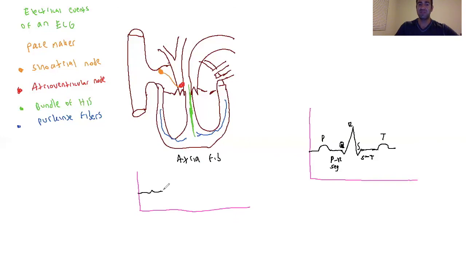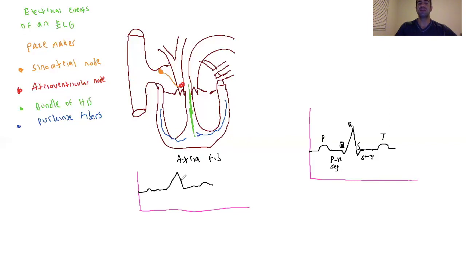So you see the P wave is rather erratic, and you're going to have a slightly different, sorry, it's going to be a little bit erratic. You're going to have a modified looking QRS wave, then you're going to have a fairly normal T wave.